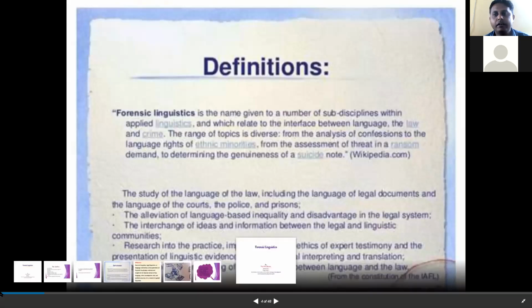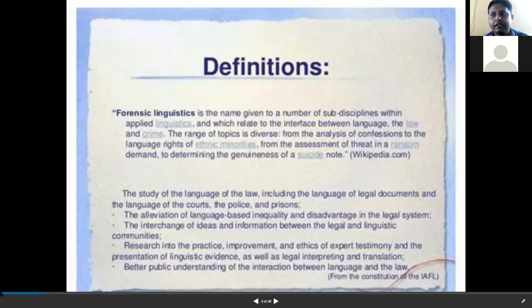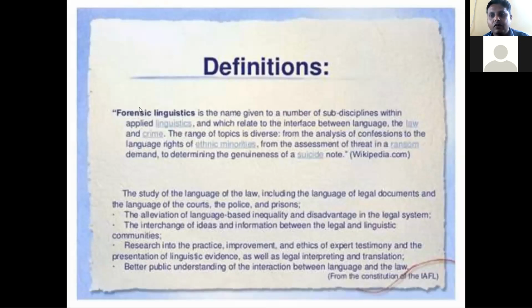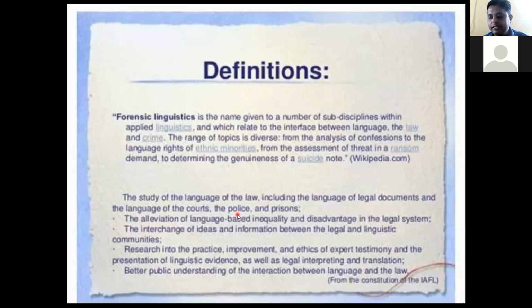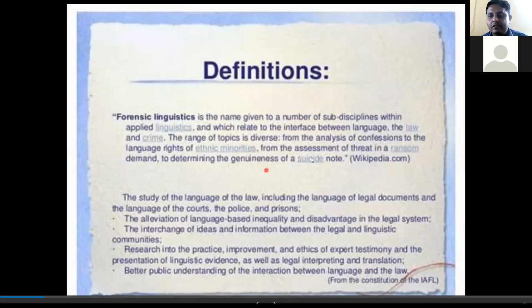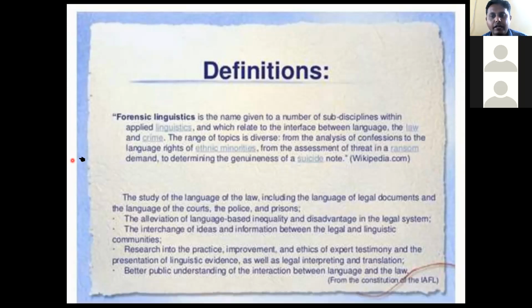We discussed the definition. We got the definition that forensic linguistics is the study of law, the study of legal documents, the study of courts, police, and prisons. Right. So all these things are studied in forensic linguistics. We also discussed examples like suicide, ransom, theft, okay, like that.